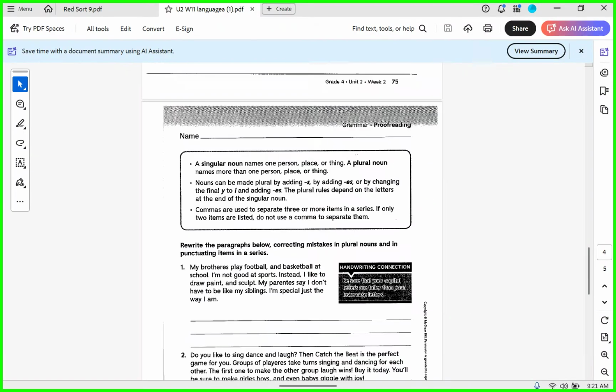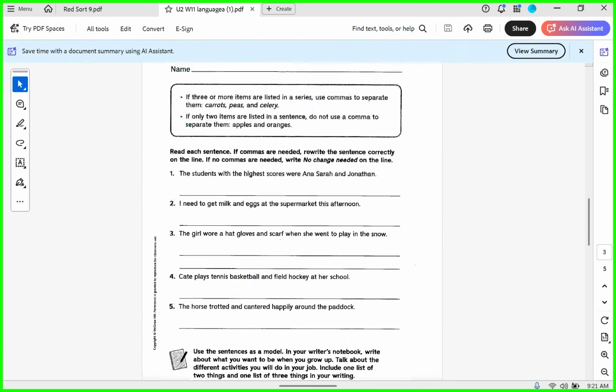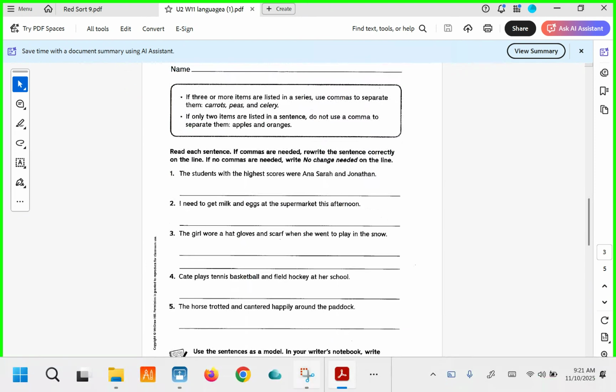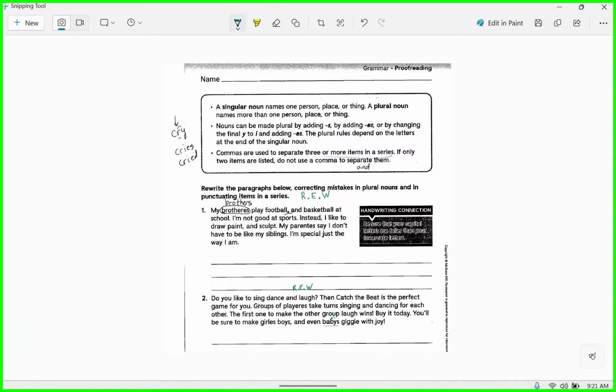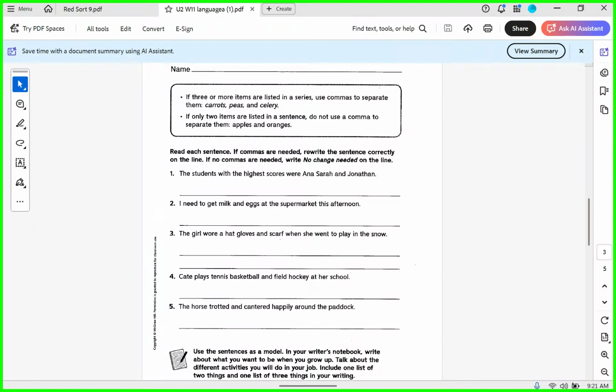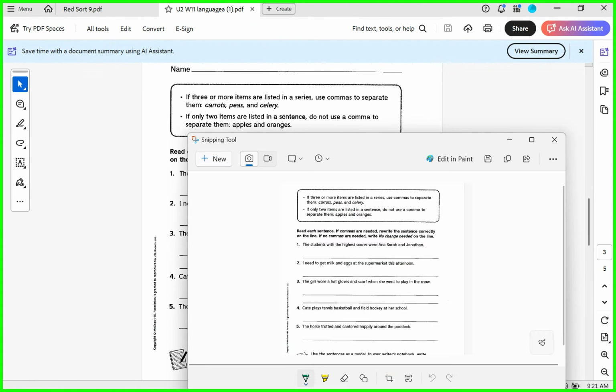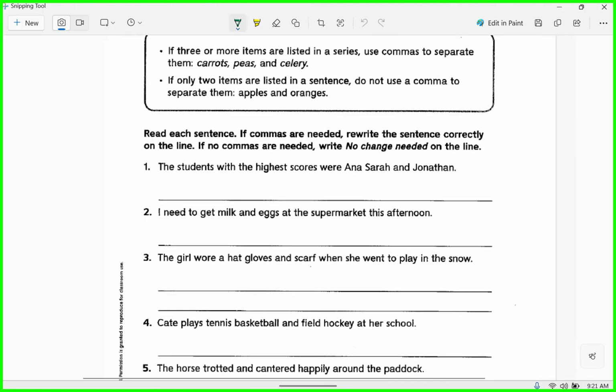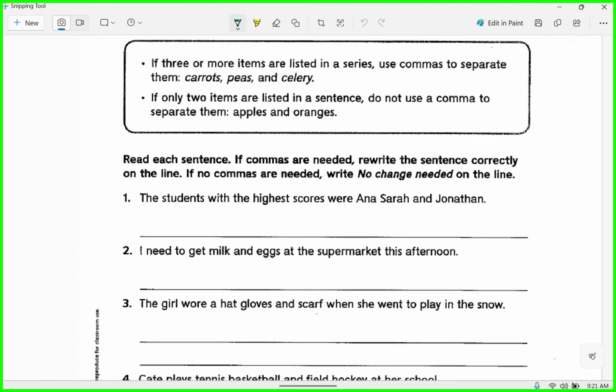Let's look at that next page. It's going to be page 25 right here. We're going to talk about listing things in a series more directly. Let's take a look. It says, if three or more items are listed in a series, we've got to use commas to separate them. Carrots, peas, and celery, right? So, read each sentence. If commas are needed, rewrite the sentence correctly on the line. If no commas are needed, write no change needed on the line. All right, we'll stick to that.